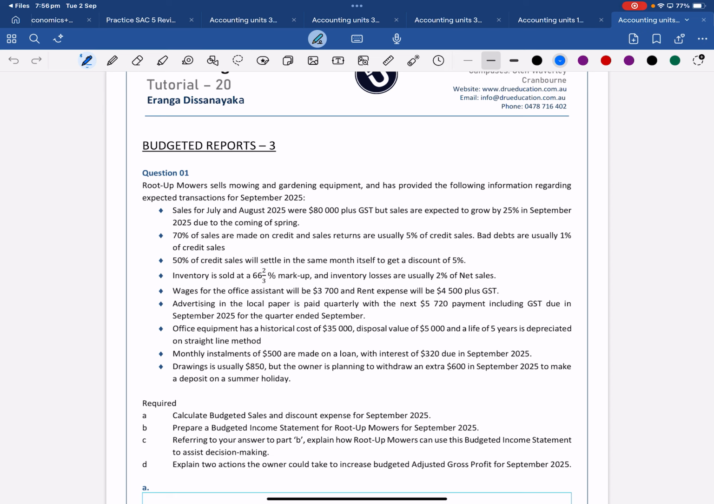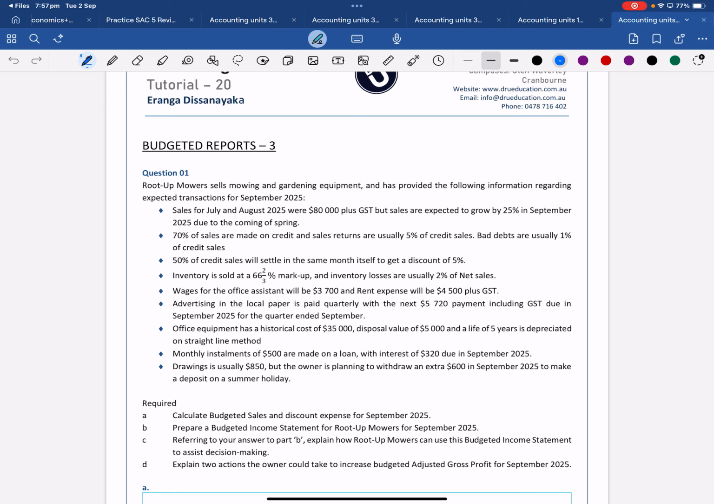But for the budgeted ones we don't have a verification, it's an estimation. Okay, guys. Firstly, in this question, we are going to do a budgeted income statement. However, we have to do all 3 reports. The next question is doing all the reports: cash flow statement, income statement, and balance sheet.